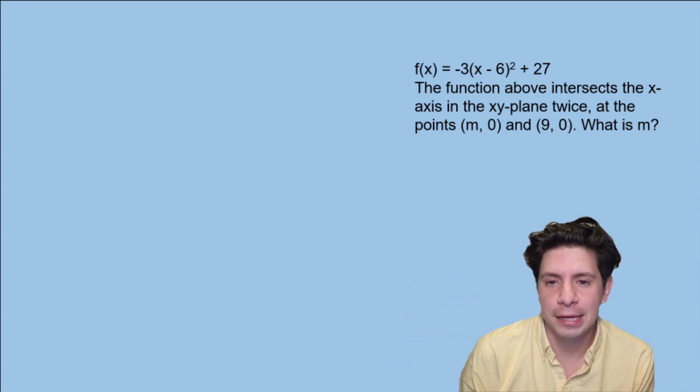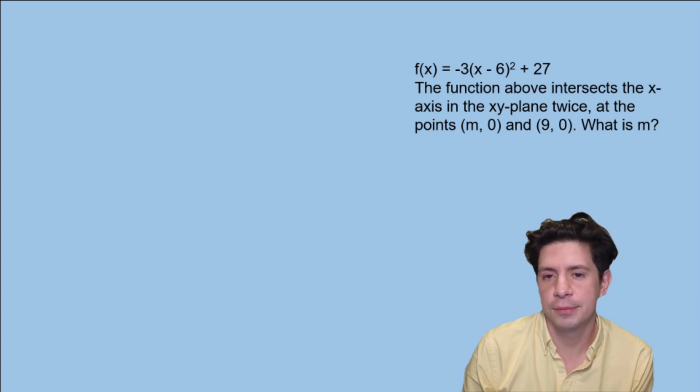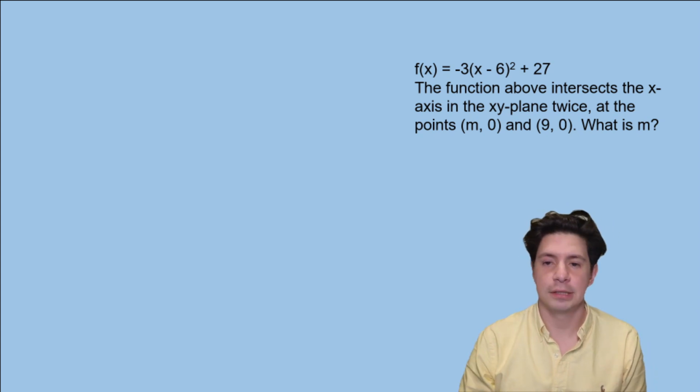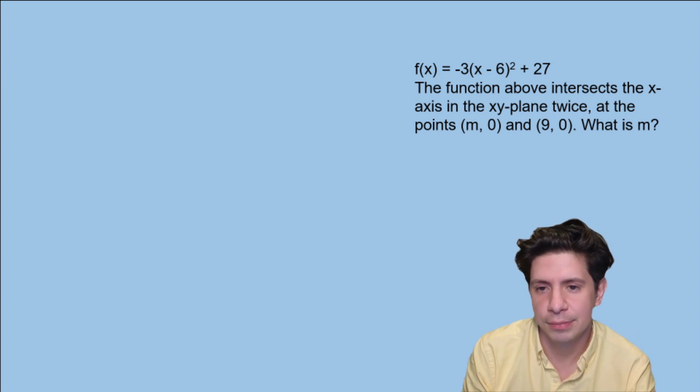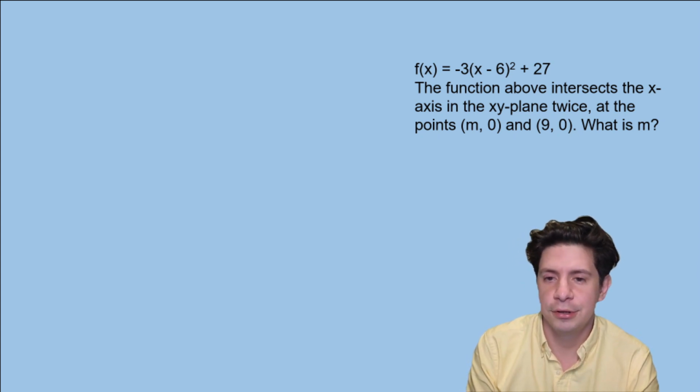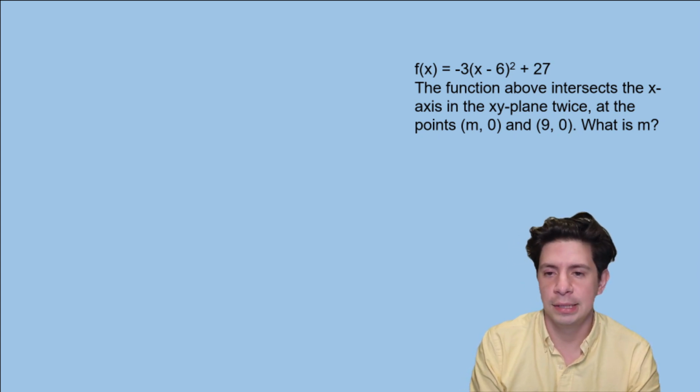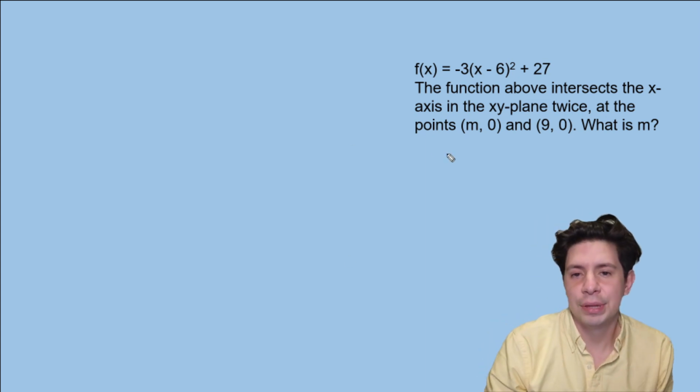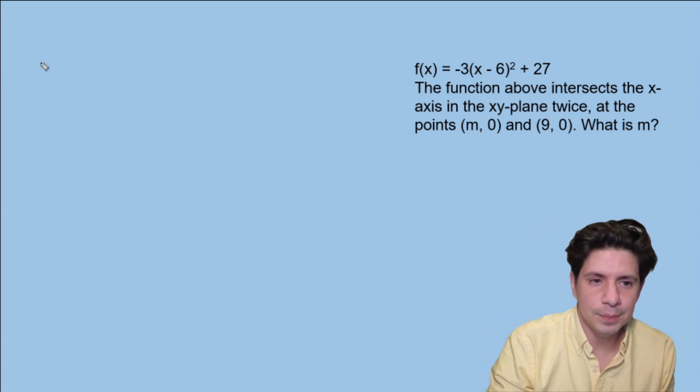f(x) = -3(x - 6)² + 27. The function above intersects the x-axis in the xy-plane at the points (m, 0) and (9, 0). What is m? Okay, so this is vertex form of a quadratic.